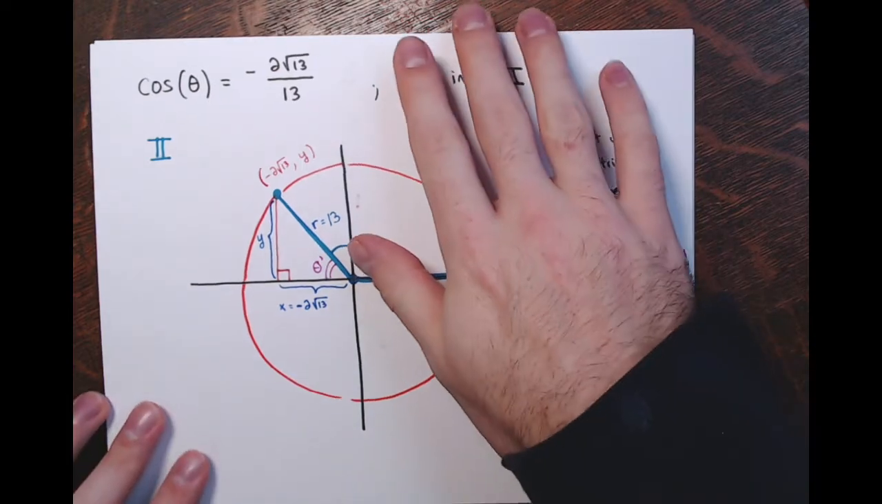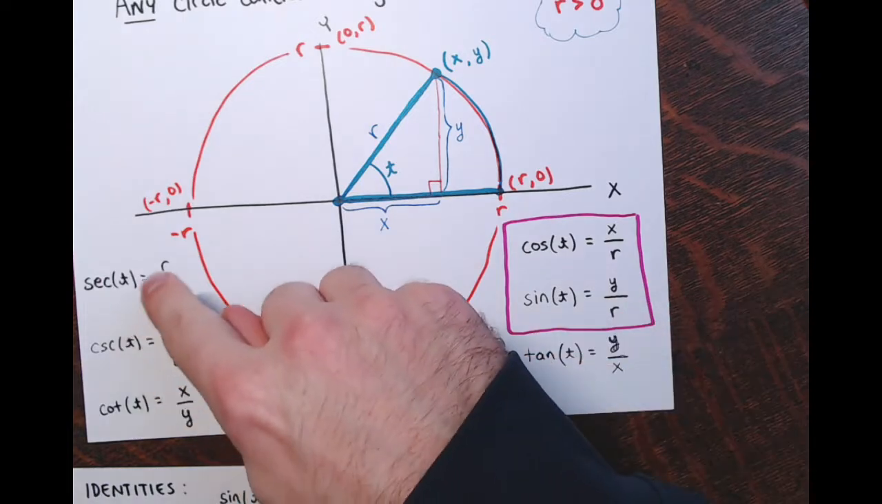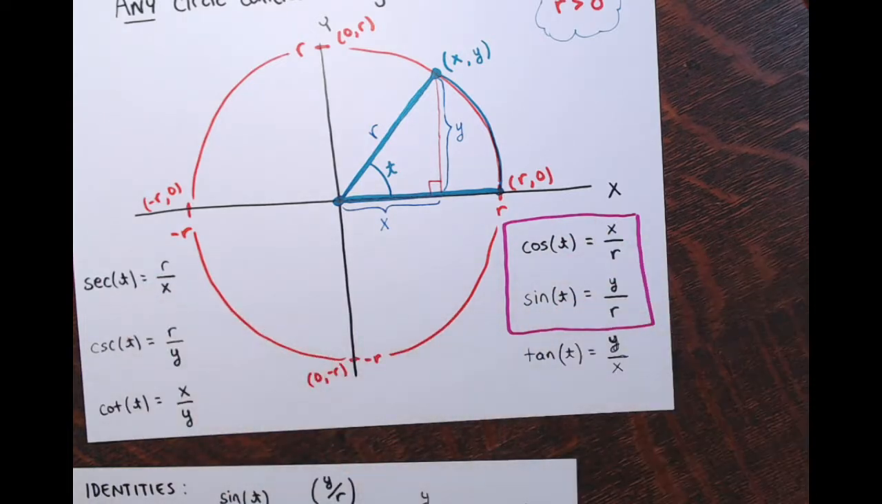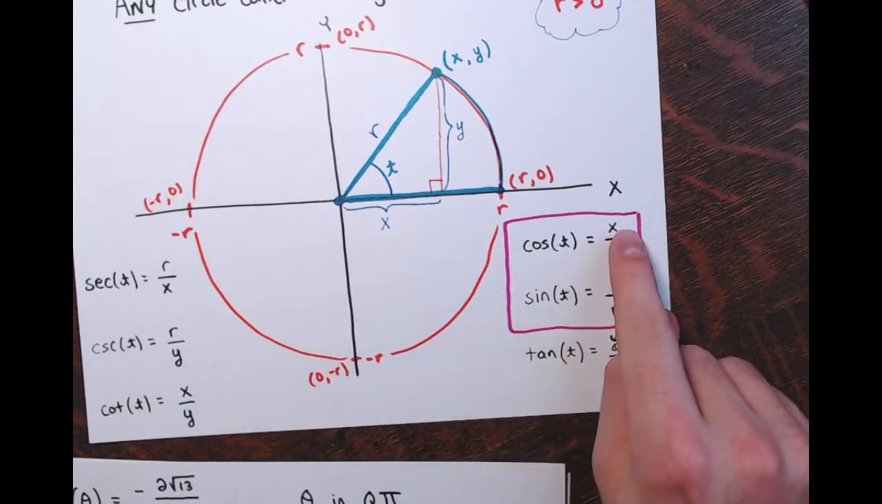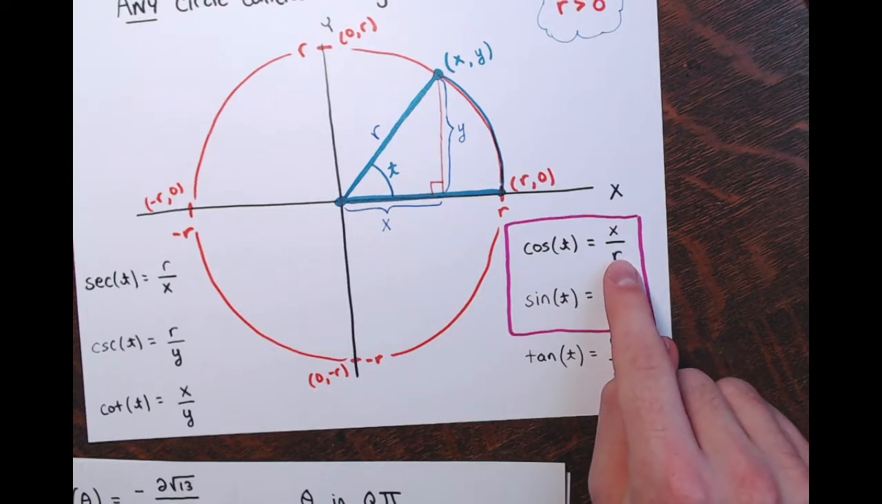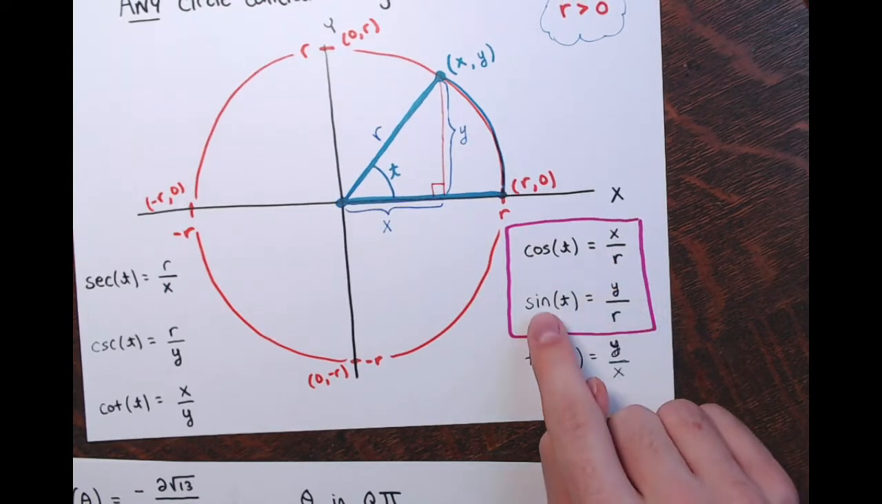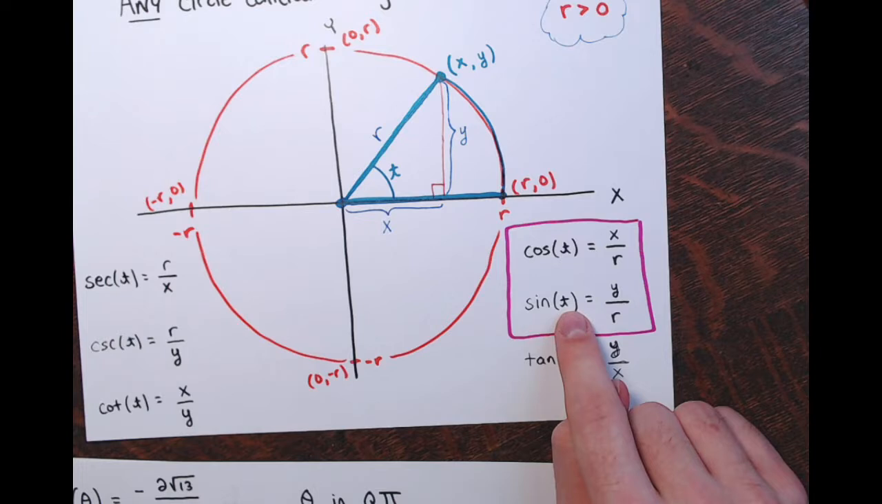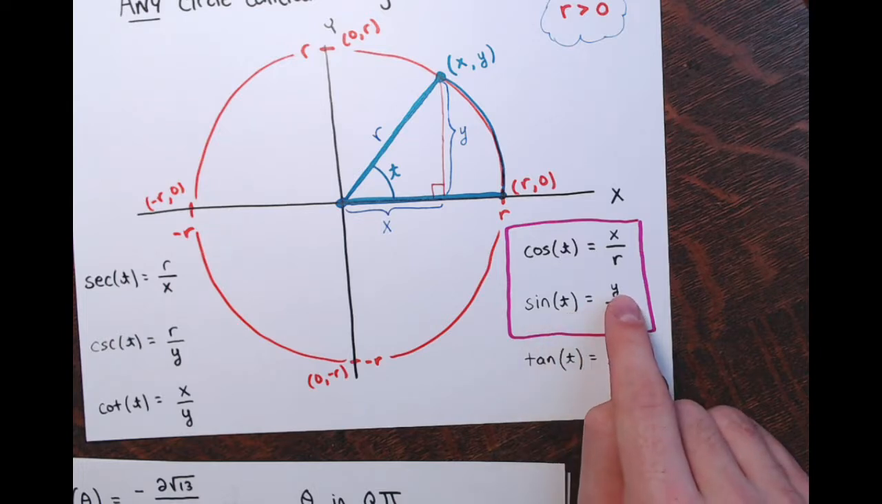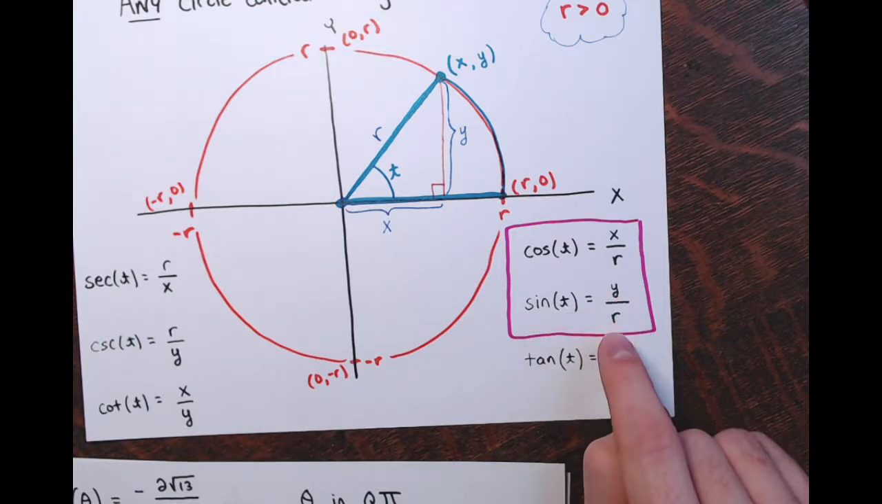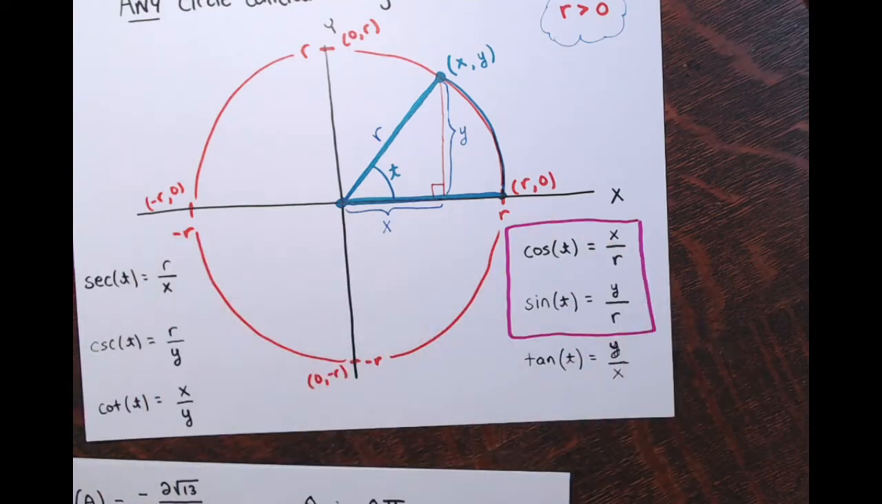So I'm basically going to be referring back to this picture with these relationships that I wrote here. Remember, the cosine of an angle is the x coordinate of the point you're at divided by the radius of the circle. The sine of an angle you draw is the y coordinate of the point you're at on a circle divided by the radius of that circle. If you keep those two in mind, you can get the other four pretty easily.